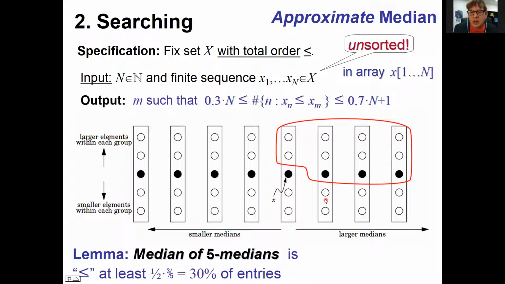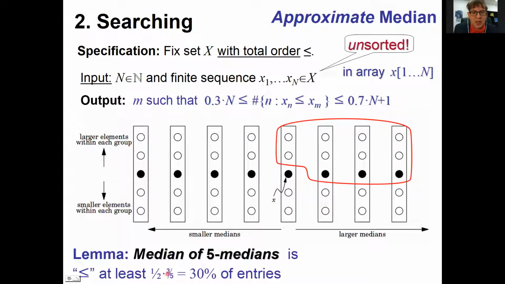We cannot say much about these elements, right? This median of 5 medians is larger or equal than this one, but these elements are smaller or equal than this, and there's no way of telling whether they're larger or equal than this one. This is completely undetermined. We cannot say anything about this. We cannot say anything about these, but we can say that these elements are all larger than this one, larger or equal.